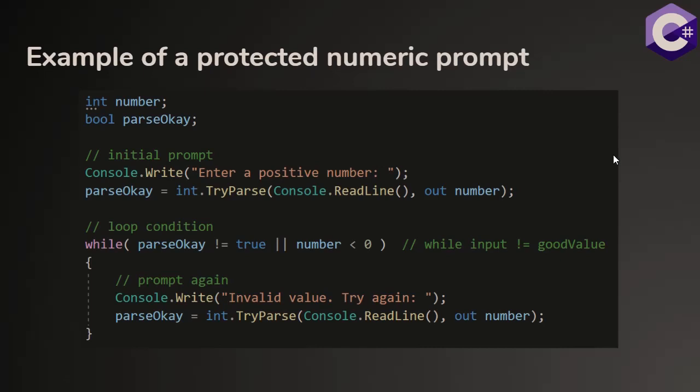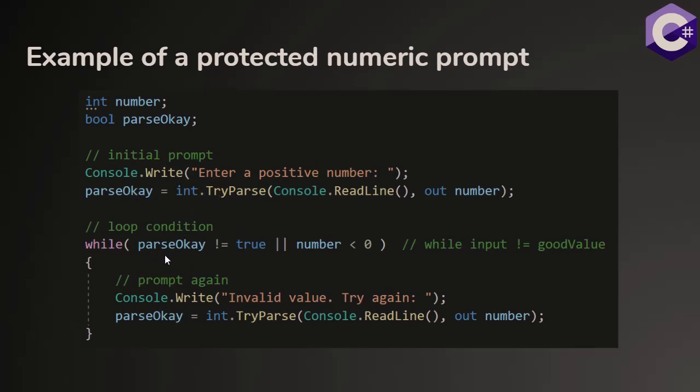So here's an example of using the TryParse method to build a good protected numeric prompt. Here the prompt says enter a positive number. I want the user to enter a valid number and a positive number, so there are two conditions I am trying to enforce: that the user enters an integer and that it is a positive number. I have our initial prompt using the TryParse syntax, and now our loop condition is going to say, while that user input is not good. Well, the user input would not be good if the value returned from the TryParse was false.